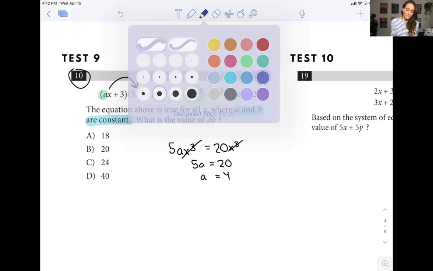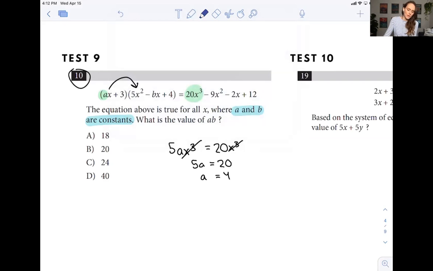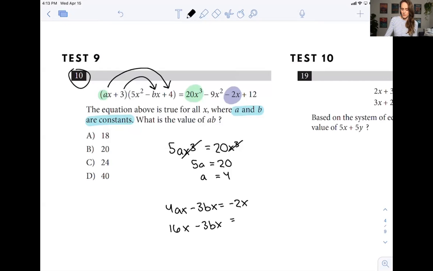Now I'm going to do the same for b. So I'm going to pick this x term. I'm going to use the -2x to solve for my b. So I'm going to look at the left-hand side and see what do I need to multiply together to get all my x terms. So I can see here, I am going to have that ax, let me just erase that part, ax times 4, right? That's going to give me one x term. And I'm going to have the 3 times negative bx. So I'm going to have 4ax minus 3bx equals negative 2x. I can plug in 4 for a, so that's going to be 16x minus 3bx equals negative 2x.